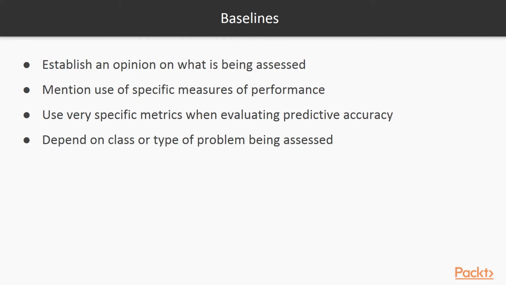Next one is baselines. Based on your set objective standards, minimum acceptable performance, or a baseline to establish an opinion on what is being assessed needs to be established. Although we won't spend any significant time here on the process of database assessment, we will mention the use of specific measures of performance. Data scientists will frequently use very specific metrics when evaluating the predictive accuracy of a statistical model. These metrics depend on the class or type of the problem being assessed, and require one to use slightly different ways of assessing the model's performance. This approach also serves as a rule to assess standard, non-statistical data and databases.